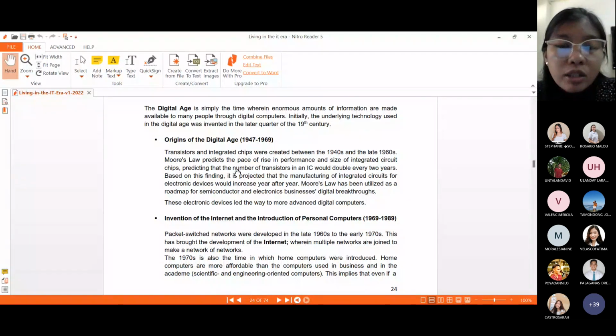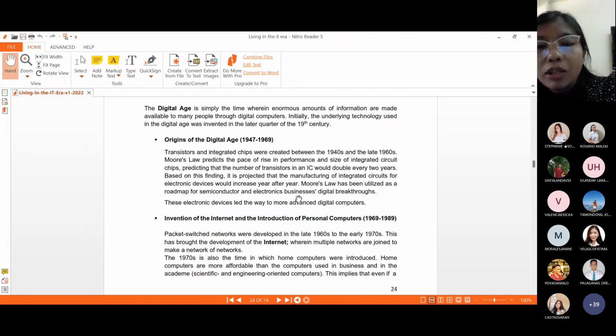So sabi niya, Moore's law predicts the pace of rise in performance and size of integrated circuit chips, predicting that the number of transistors in an IC would double every 2 years. Based on this finding, it is projected that the manufacturing of integrated circuits for electronic devices would increase year after year. So Moore's law has been utilized as a roadmap for semiconductor and electronics business digital breakthroughs. These electronic devices led the way to more advanced digital computers.